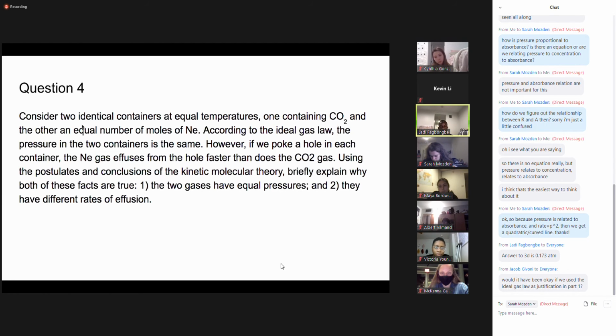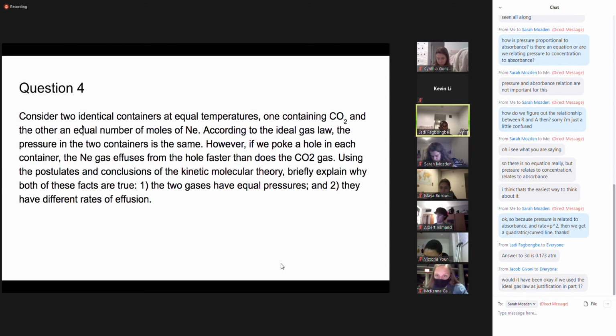So like Sid said, we measure pressure with the frequency of collisions and the force of collisions. The neon molecules are lighter and they're moving faster, so they're going to hit more frequently, but they're not going to have as much force with each collision. The carbon dioxide molecules are heavier and slower, so they're going to hit less frequently with a lot more force.